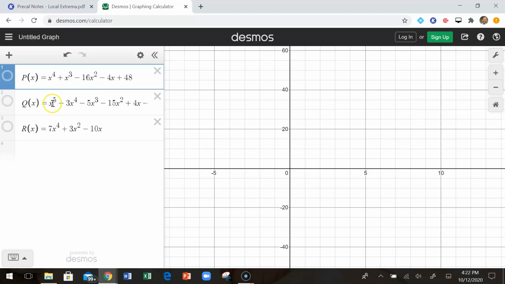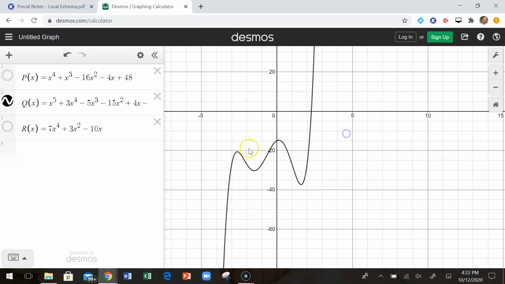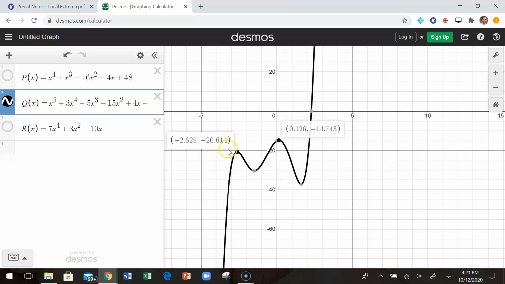The second one we said, since it's x to the 5th, there are at most 4. And as you can tell, there are 4 of them. We have a local max here, a local maximum here and a local maximum here. And then we have a local minimum here and here. So there are 4 there.